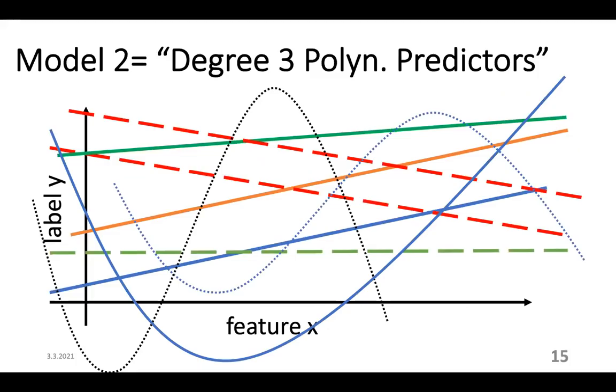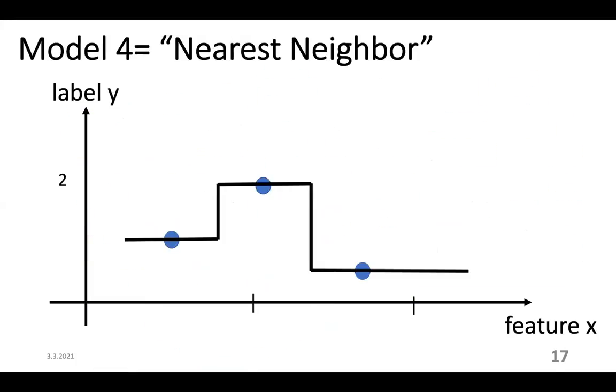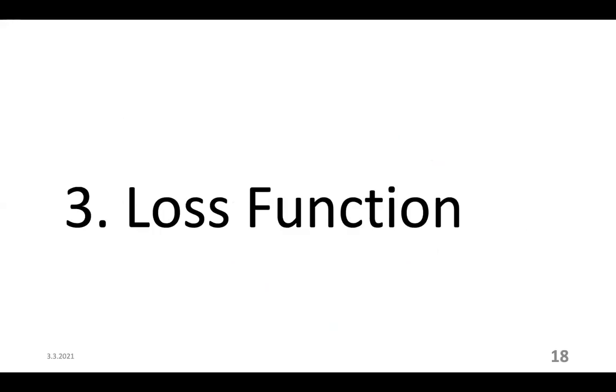So we have now 1, 2, 3, 4 models. And today I will talk about methods that tell you how to choose between these different models. That's what model selection is about. Okay, last component. We had data as the first component, the model or hypothesis space as the second component. The third component is a loss function.